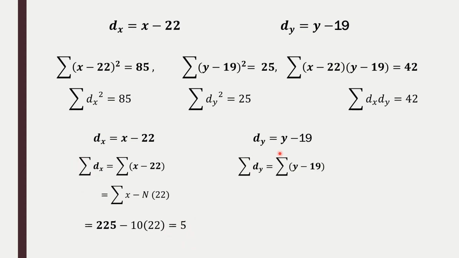In a similar way, summation dy. Summation dy is summation of y minus 19. Take summation inside, to summation y minus n into 19. Summation y is given in the problem as 189, n is given as 10. Simplifying, we will get summation dy as minus 1. So we got summation dy minus 1, summation dx 5, summation dx square 85, summation dy square 25, and summation dx dy is 42. Substituting all these summations in the assumed mean method formula and calculating the value of R.